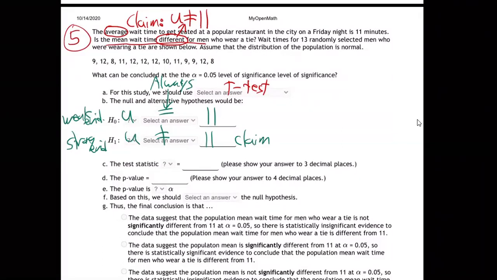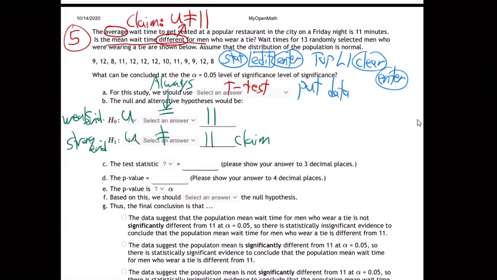But what do we do on our calculator? Well, first you have to go stat, edit, enter. So you got to go into the stat editor, and then you got to go to the top of L1, press clear and enter to clear away whatever old data was in there, and then put the data down L1. Let me put the data down first off. These are the wait times for the men who were wearing the ties.